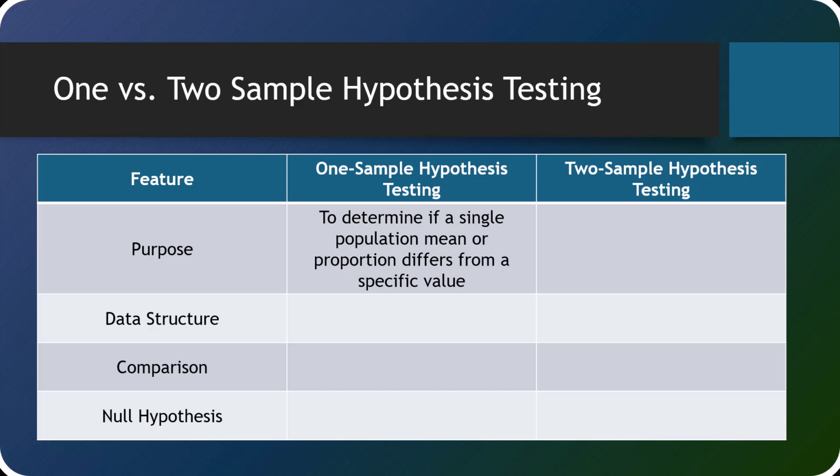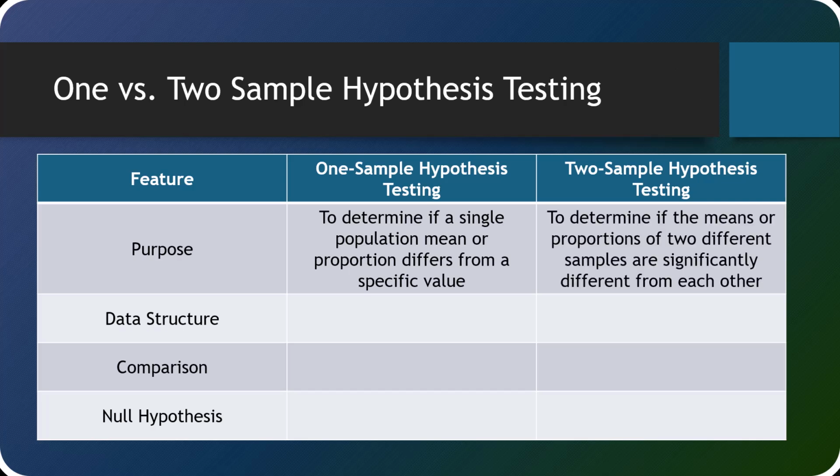Recall that the purpose of performing a one-sample hypothesis test is to determine if a single population mean or proportion differs from a specific value. Let's compare that to the purpose of a two-sample hypothesis test, which is meant to determine if two means or two proportions from two different samples are significantly different from each other.